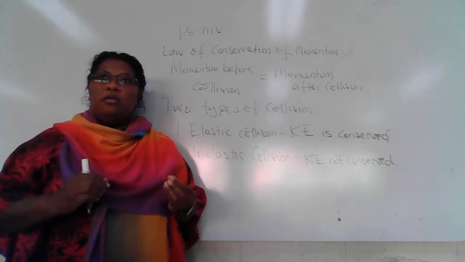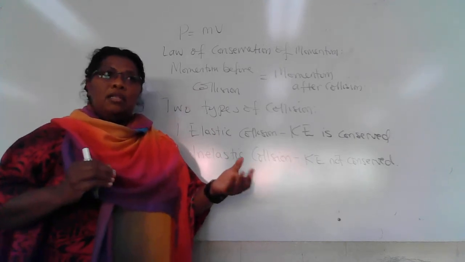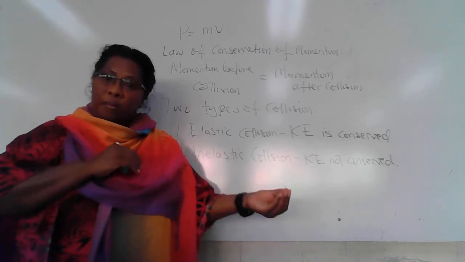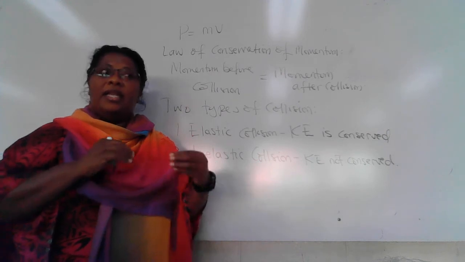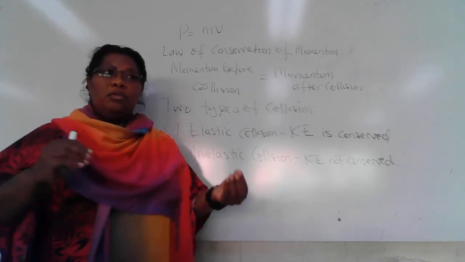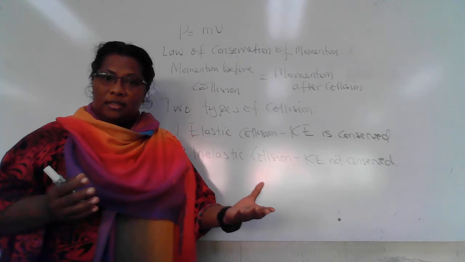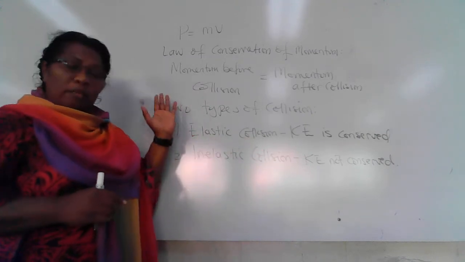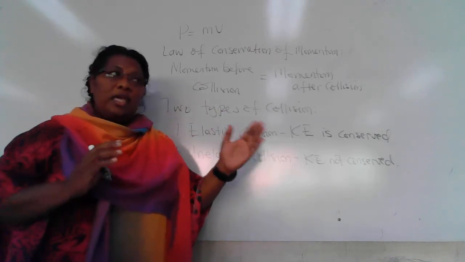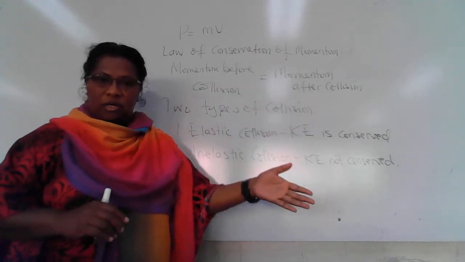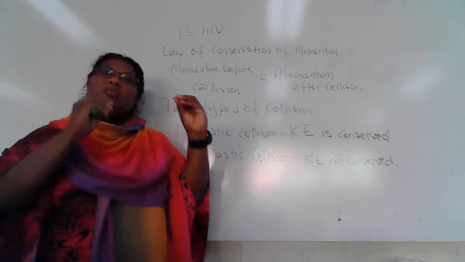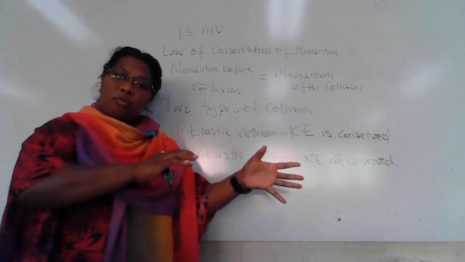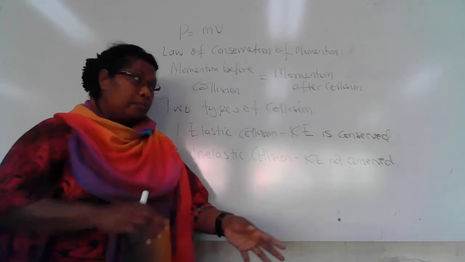Now, if you have two objects, let's say, that are traveling towards each other, either in the same direction or from opposite directions toward each other, and they collide, what happens to the momentum of these two objects? According to the law of conservation of momentum, the momentum before collision of the system equals the momentum after the collision. So the momentum of these two objects before colliding should be equal to their total momentum after colliding.